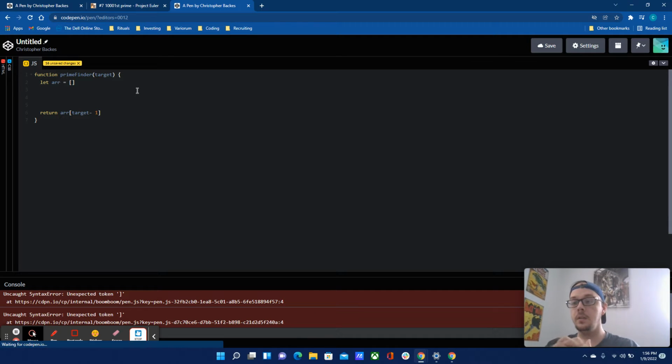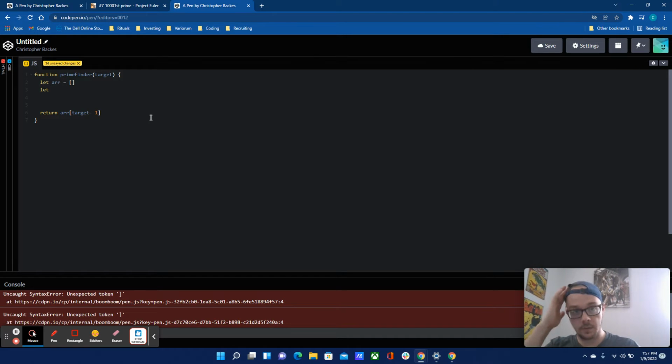There are going to be two iterations that we're going to have to do. One, we're going to be iterating through numbers to check if they're prime. And two, we're going to be iterating through numbers to check if they can divide the number. So we're iterating through the dividend and iterating through the divisor.